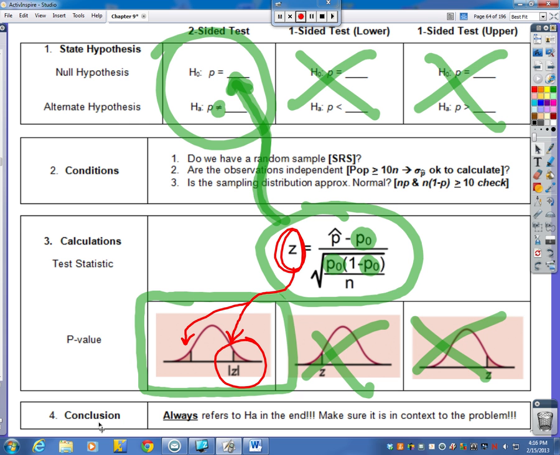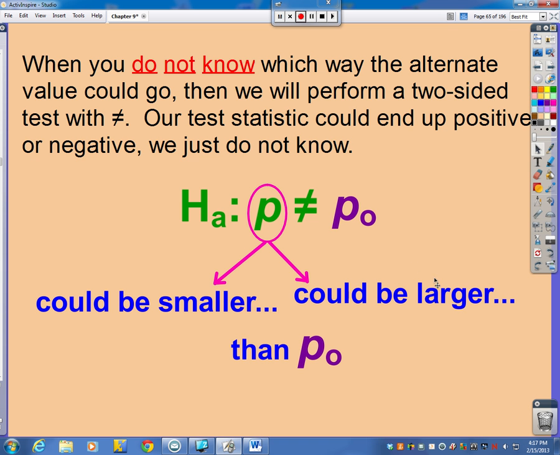And then again, we will write our concluding statement, which always refers to the alternate hypothesis in the end. Either we do or we do not have enough evidence to conclude that the alternate hypothesis is true. Now, as I mentioned before, when we don't know which way the alternate value could go, then we will do a two-sided test. So we don't know if the proportion for our population could be smaller or larger than this hypothesized value.